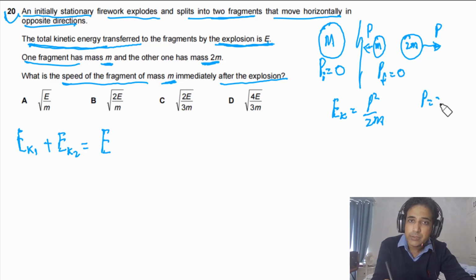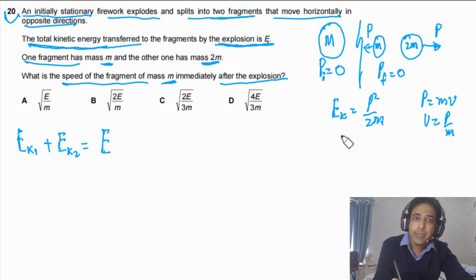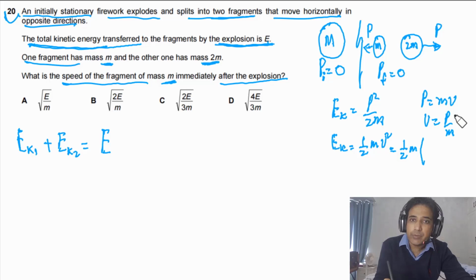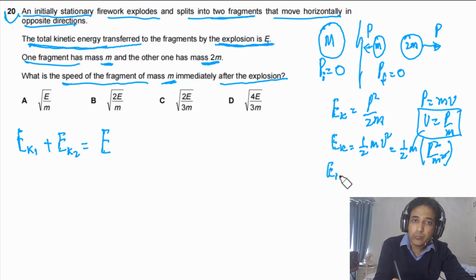p is equal to mv. From here we can say v is equal to p divided by m. Then we can write down kinetic energy. This is equal to 1/2 mv squared. So we have 1/2, here we have m, and v squared is p squared divided by m squared. So this m we can cancel with this m, and we will get p squared divided by 2m. So this is how we can derive it.